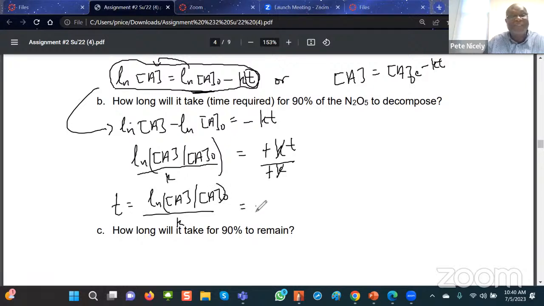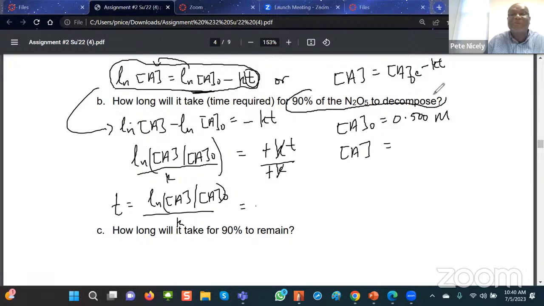So here's the thing. We know what the initial concentration of A is, 0.500 M. Now the question becomes, what's the concentration of A at that time? Because remember the question says that 90% of the N2O5 has decomposed. So how would you determine the concentration of A at that time?